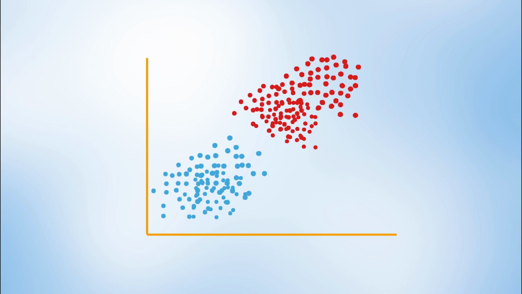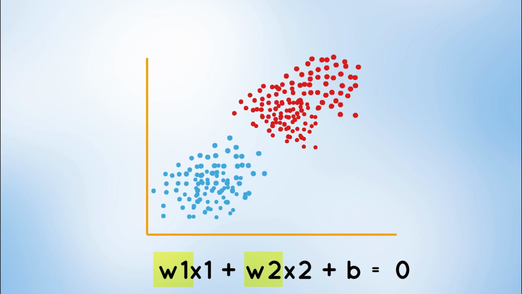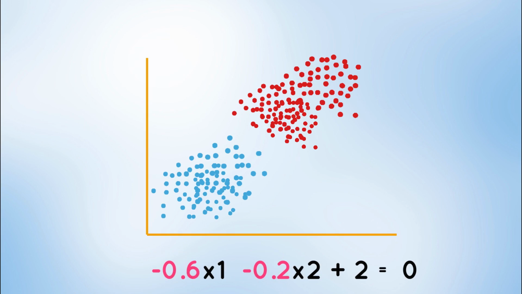As you know, a line can be represented by an equation, where W1 and W2, the weights, dictate the slope of the line. These weights start out as random values, and so we're just going to have a random line, which more often than not is not going to classify our data correctly. Clearly this one does not.